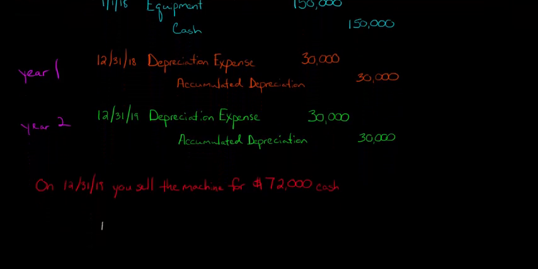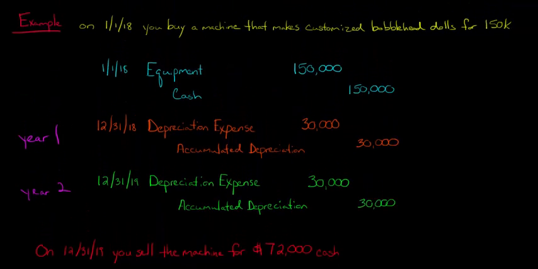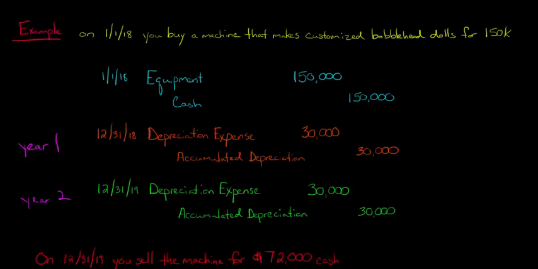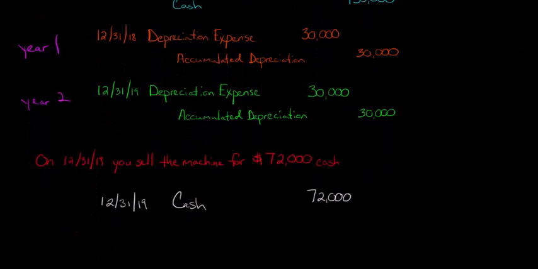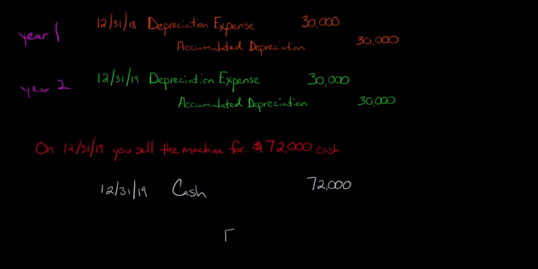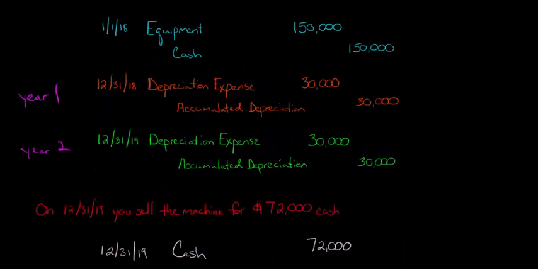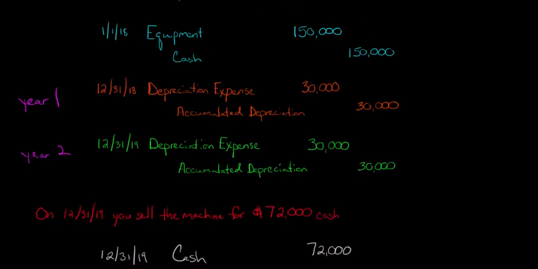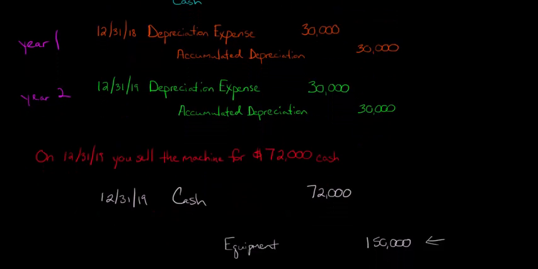So I'll put the date here, December 31st, 2019. We're going to be debiting cash, as we just received cash of $72,000. You should be able to get that part right. Then we're getting rid of the equipment, which had an original cost of $150,000. Since we debited it when we brought it on the books, now we're going to credit it to get it off the books, because that equipment should no longer be an asset on our balance sheet. We credit it for the same amount, the historical cost of the asset.